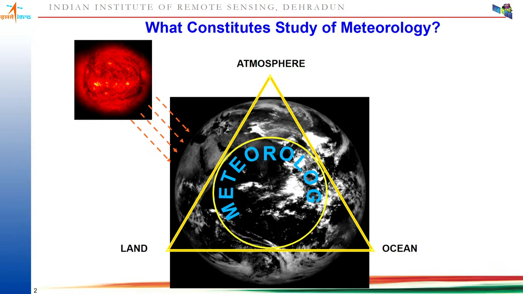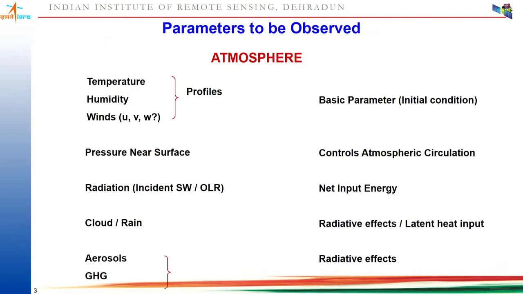This is the trijunction, that is, the interaction between the atmosphere, land, and ocean, which I talk about. Meteorology is all about studying the processes of it, and this can be done through instrumentation, observations, and also observations from the satellite.